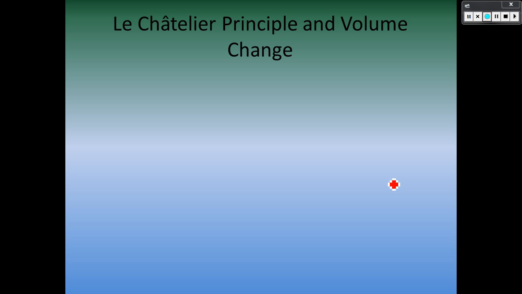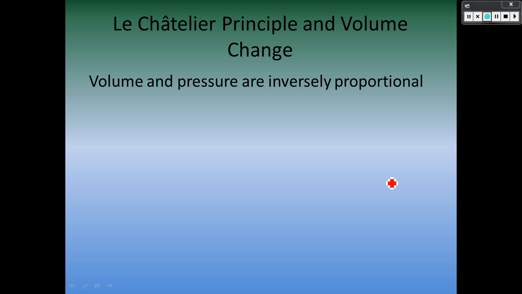Now let's look at Le Chatelier's principle and volume change, okay? So we're changing the volume of the container. The first thing we need to go back to is that we need to remember that volume and pressure are inversely proportional. We're remembering this, of course, from gas laws. And so we can also look at pressure change. So we can even say like 1/P for pressure.